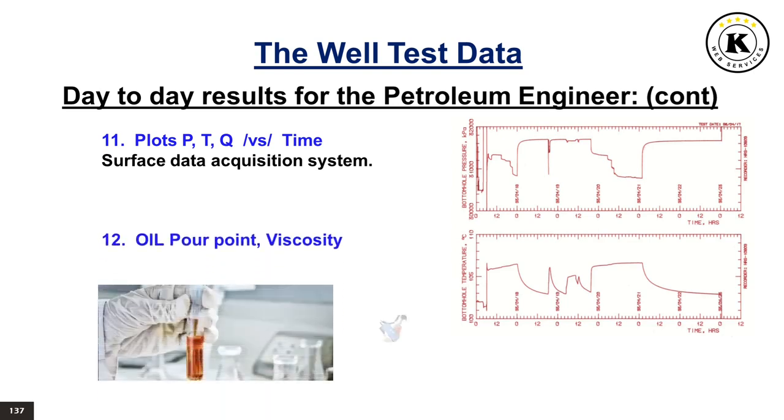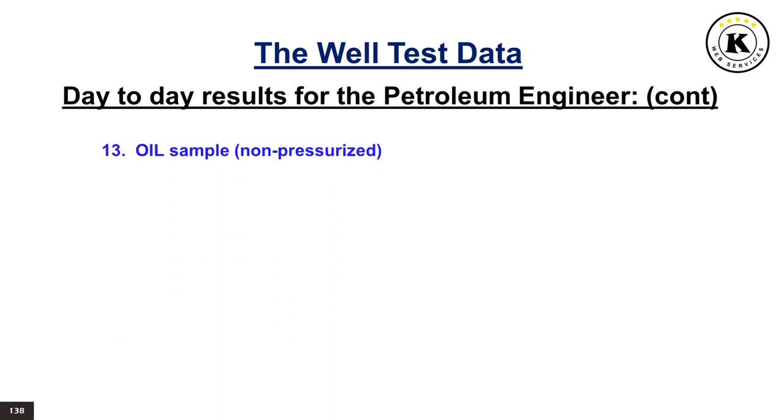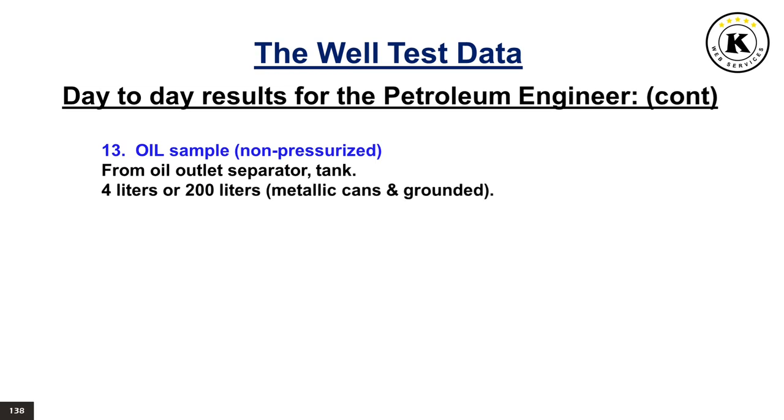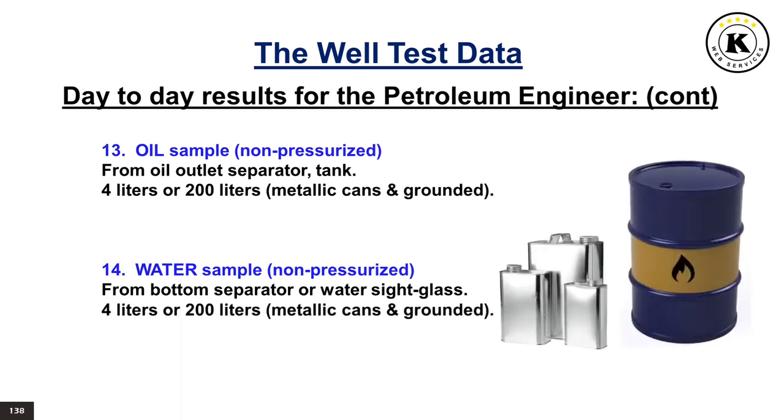12. Oil pour point and viscosity. Rarely asked during a surface well testing. 13. Non-pressurized oil sample. Taken from oil outlet of the separator, or tank. Usually 4 liters or 200 liters metallic cans. 14. Non-pressurized water sample. Taken from the bottom of the separator, or water sight glass. Usually 4 liters or 200 liters metallic cans. Note: these are bulk, large quantity, samples.